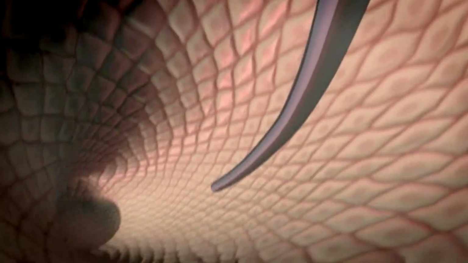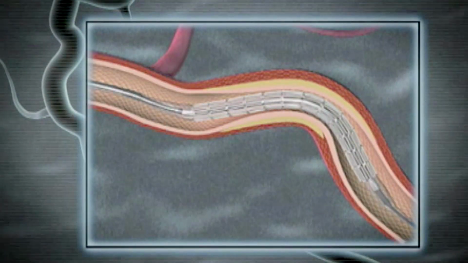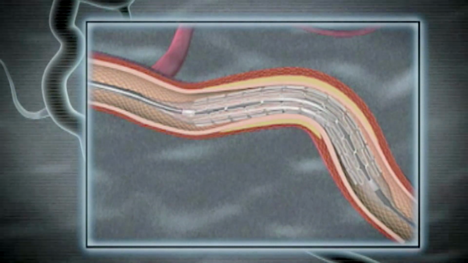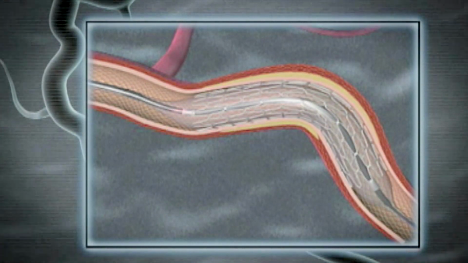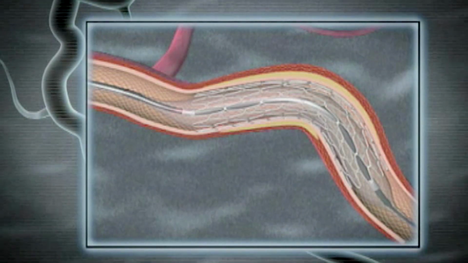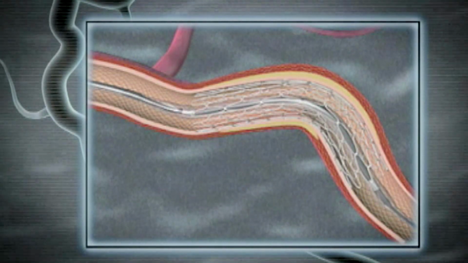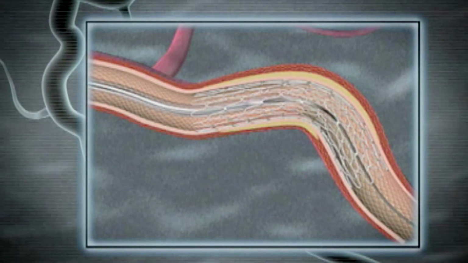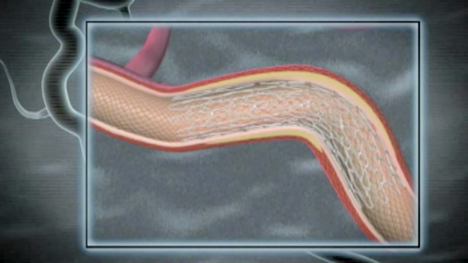A catheter is directed to the coronary artery that is blocked. A balloon is deployed to open the artery and press a stent, or small wire mesh tube, against the artery. The balloon opens the artery. The stent keeps it open once the balloon is deflated. The procedure is highly effective with minimal risks and few side effects.